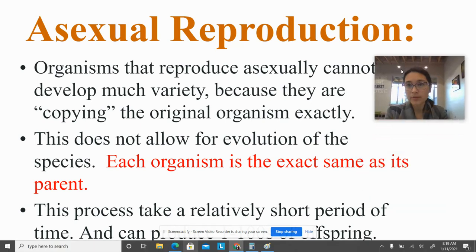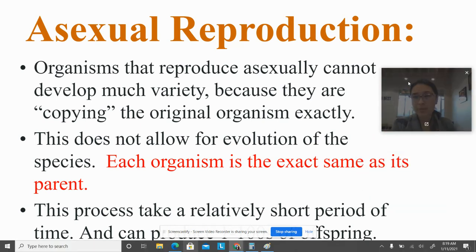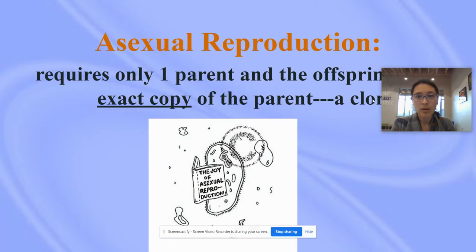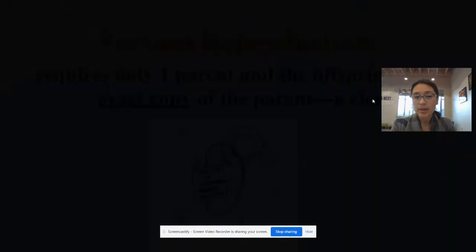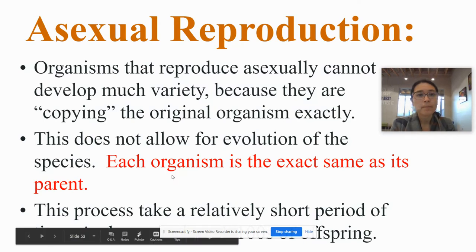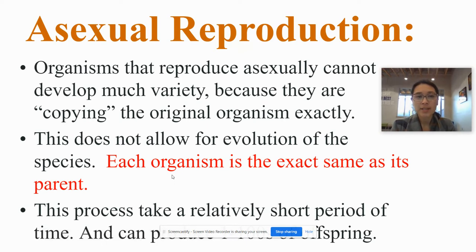For those of you at home, I'm sorry, I meant to tell you, and those at school, you are going to be writing this first one, and then after that, whatever is in red. So you only have to write what's in red on the slide. Okay, so asexual reproduction: organisms that reproduce asexually cannot develop much variety because they're copying the original organism exactly. In other words, you only have one parent and you're going to look exactly like that parent.